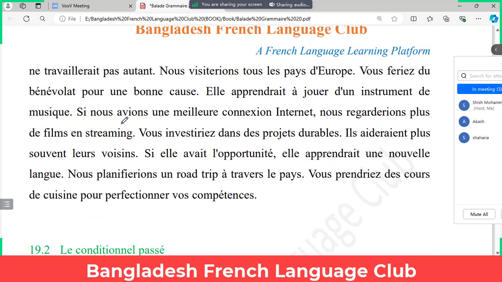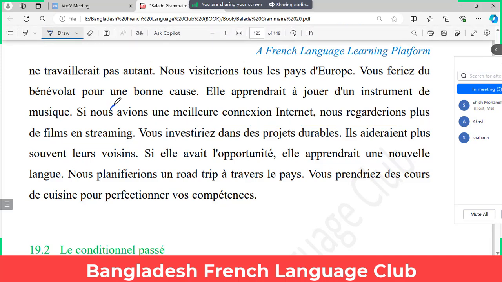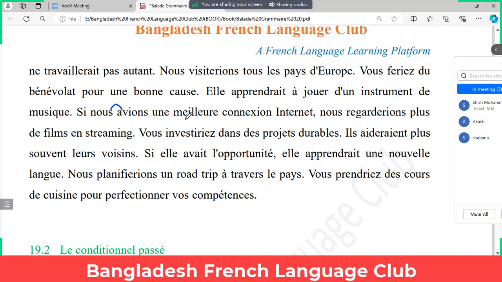Let me find another one. Okay, can you read this sentence, Monsieur Shahriar? Si nous avions une meilleure connexion Internet, nous regarderions plutôt des films en streaming. Meilleure, the double L is silent. Streaming, right. What does it mean?